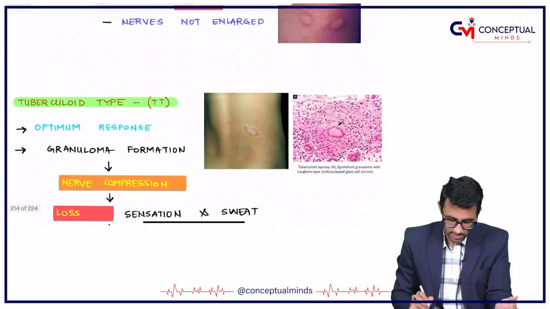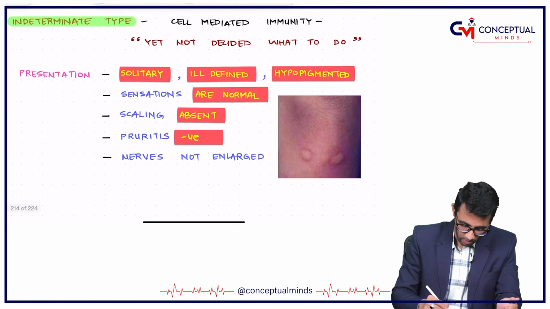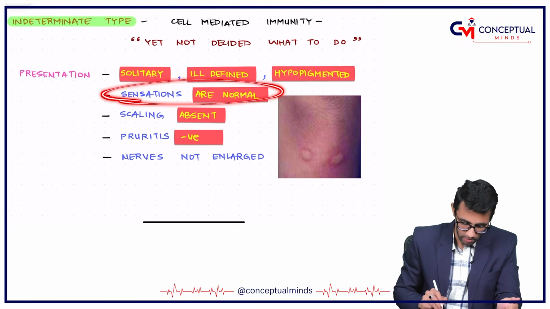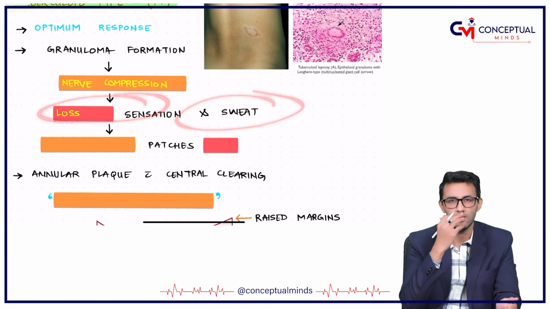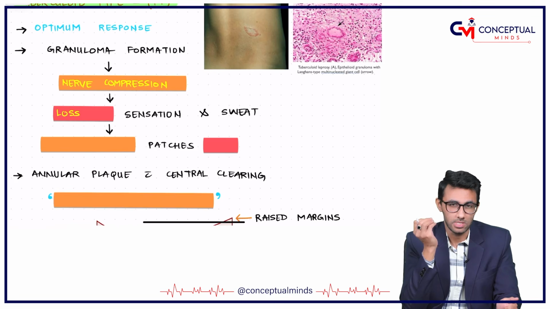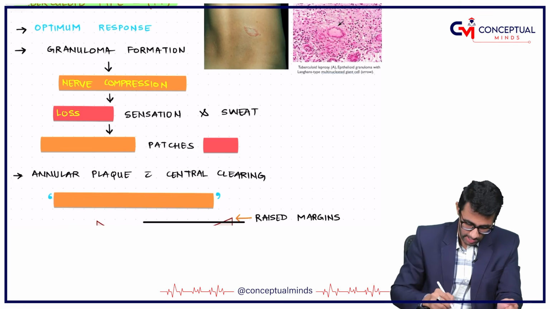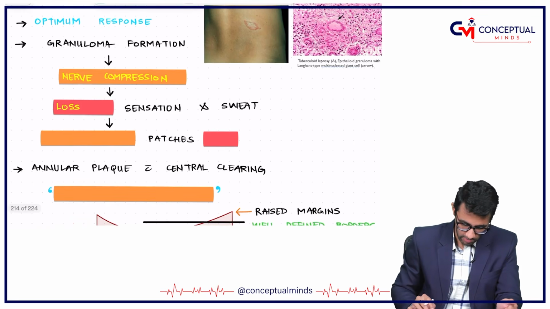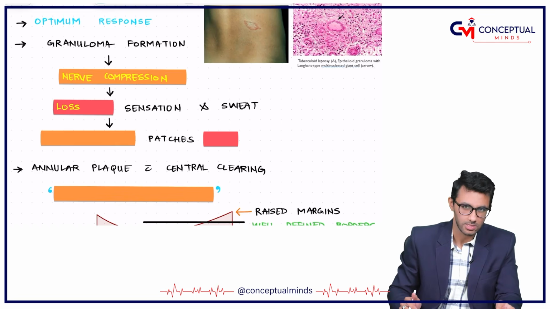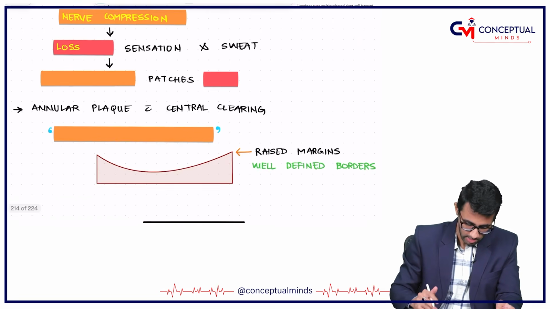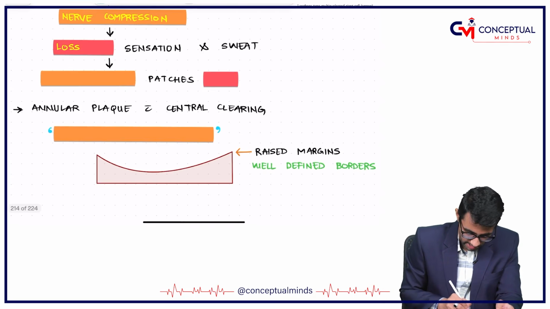Now you compare with the previous one. Over there I said that sensations are normal. Over here I am telling you that the sensations are gone. Loss of sensation and sweating as well. Anhidrosis you would see. How about the patches? What do you think will be the presentation of patches? Will there be patches? Yes. How many? About 1, 2, 3 patches. Yes, there would be hypopigmented patches.